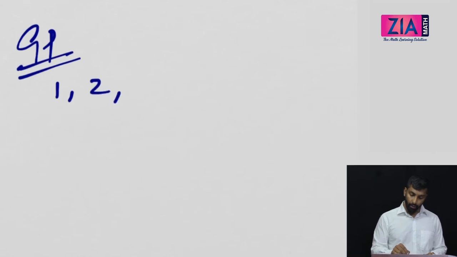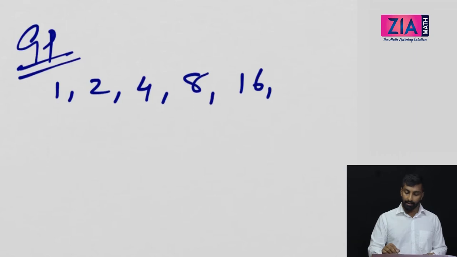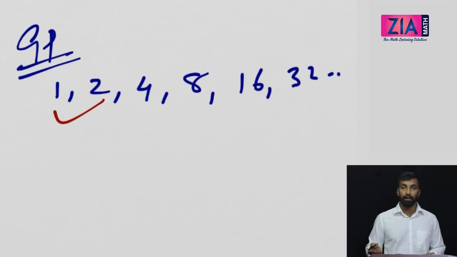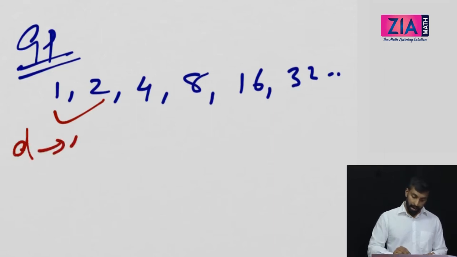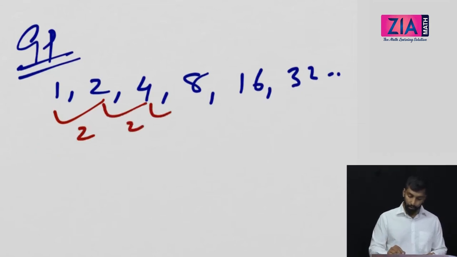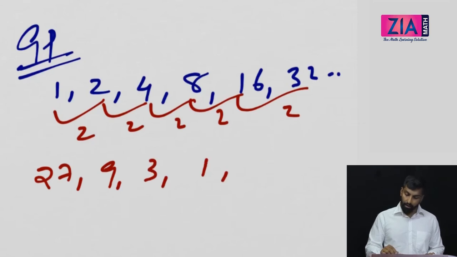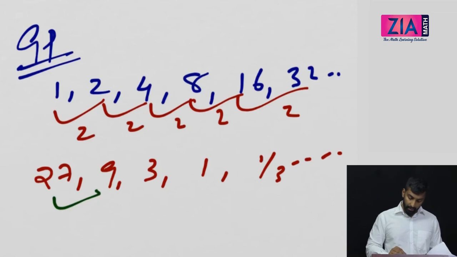Now what about GP, geometric progression? What is a GP? 1, 2, 4, multiples of 2, then 8, 16, 32, etc. Here, instead of common difference you will say common ratio, so instead of d it becomes r. Actually there is no difference, but instead of d you write it as r. So what is r here? 2, every time. Or another one I can write is 27, 9, 3, 1, 1 by 3, etc. So what is the common ratio here? 1 by 3.